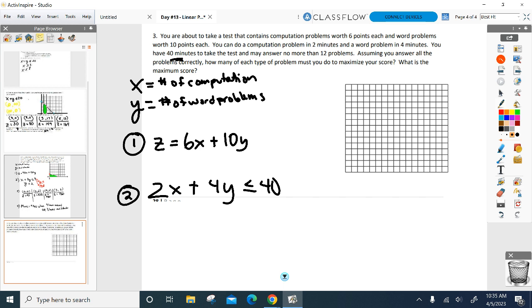And then there's one more restriction. You can answer no more than 12. I'm not attaching the minutes here, I'm not talking about minutes. Just 12 problems, that's all you can do. You can do less, but you can't do any more than 12. That second restriction, what are we going to write here? X plus Y. Just X and Y, right? Number of problems less than or equal to 12. You only can do 12.